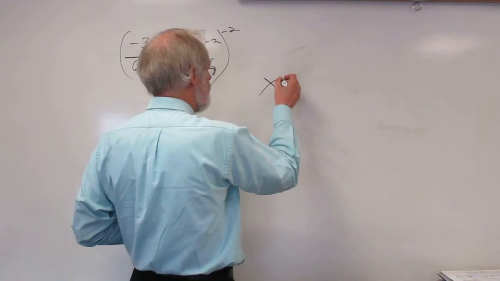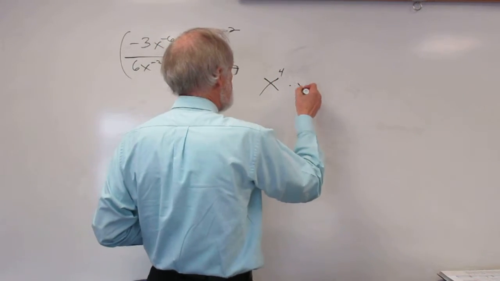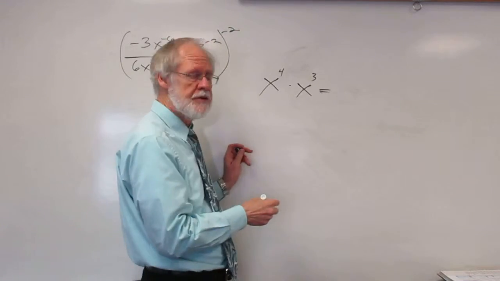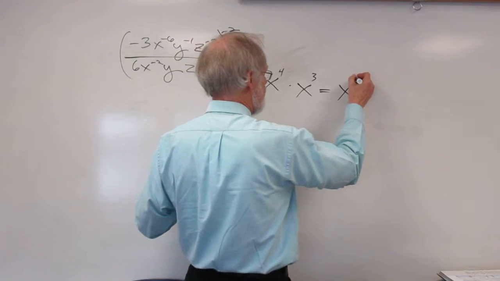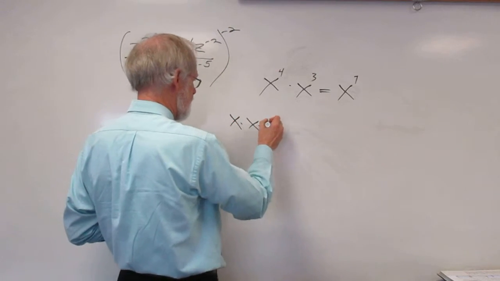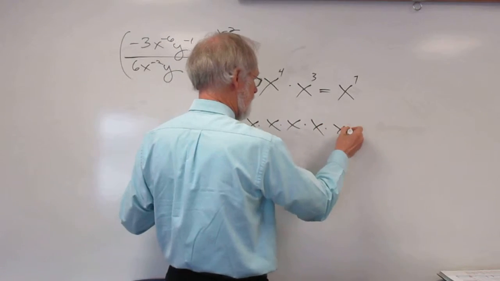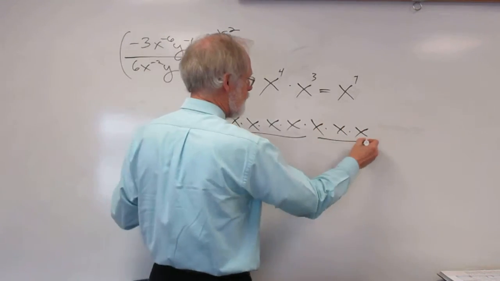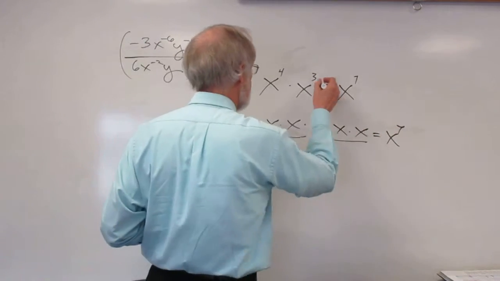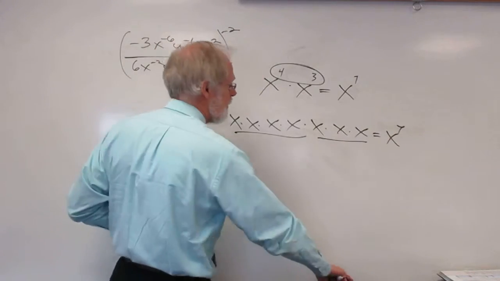If you have a number x to the fourth power times the same base to a power, the rule is that you add the exponents, and you get x to the seventh. And the reason for that is x to the fourth is x times x times x times x, times x to the third, which is x times x times x, and that's 4 plus 3, x to the 7th. That's the reason the rule works. You add those two exponents if you are multiplying the same base and you have exponents.